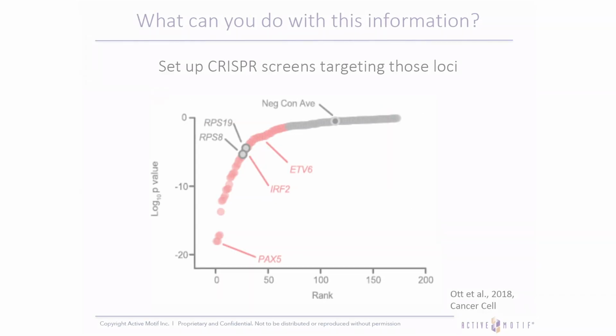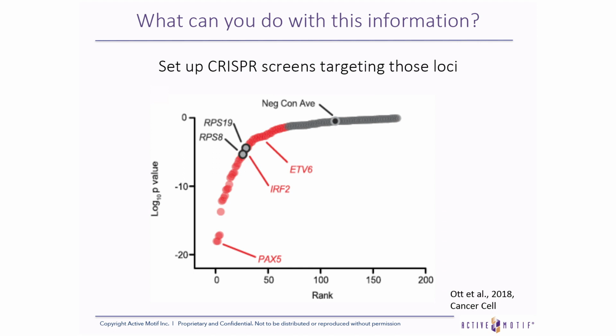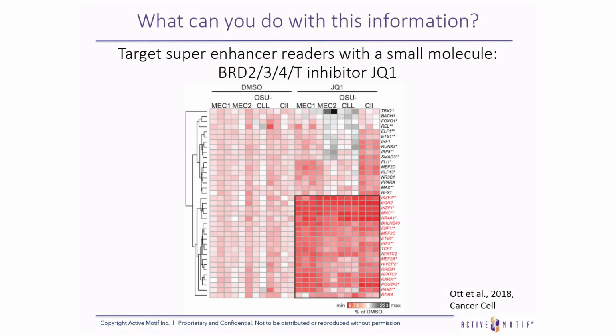So the authors also use CRISPR screens to target these culprit loci. And in doing so, they found that the transcription factors that were most effective in the CRISPR screens were commonly activated by these super enhancers that we discovered earlier. So some of the proteins that bind to and activate from these super enhancers are the BRD proteins. So one candidate inhibitor that could possibly work here is a BRD inhibitor, JQ1.